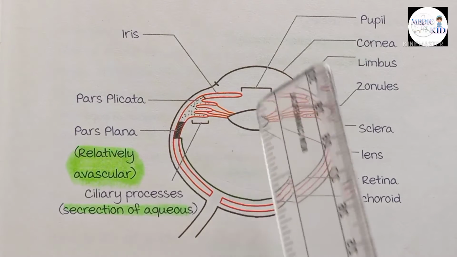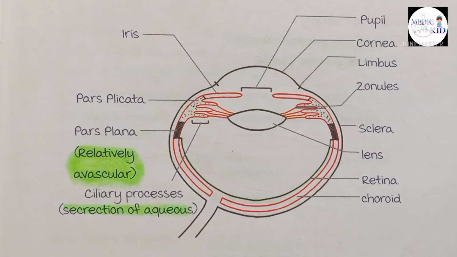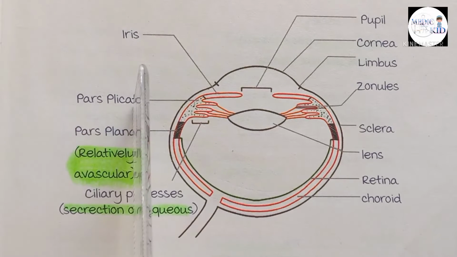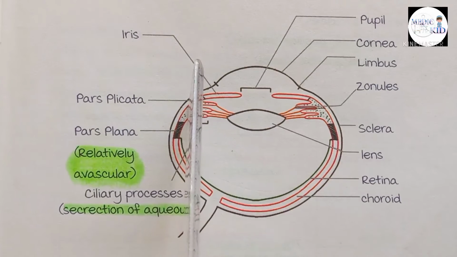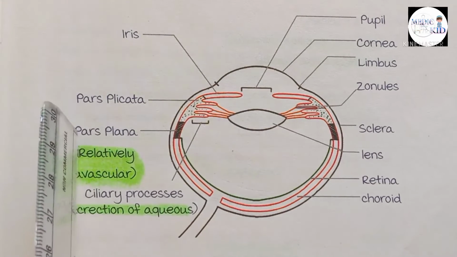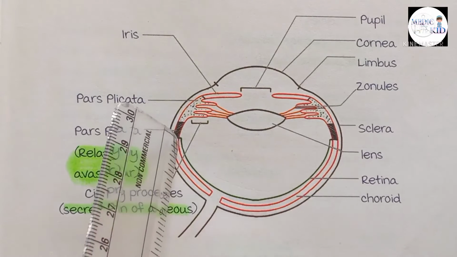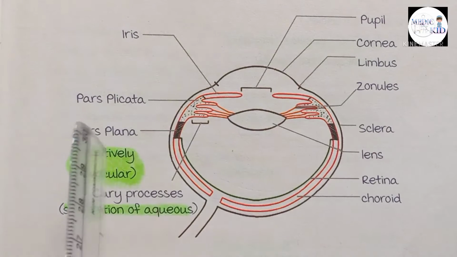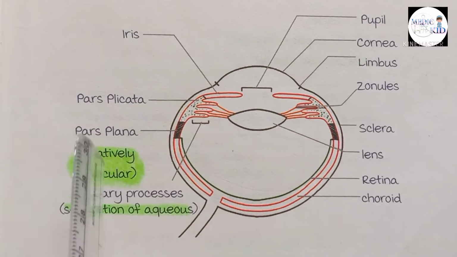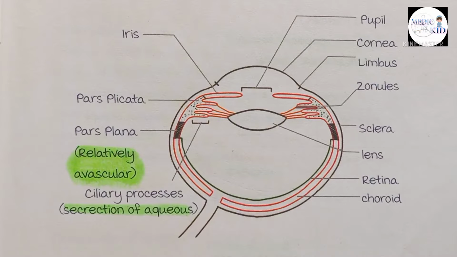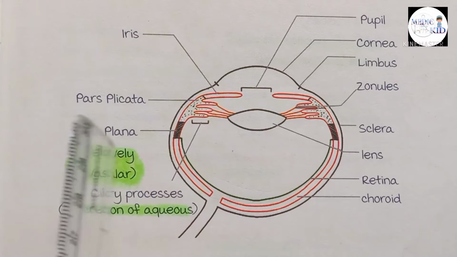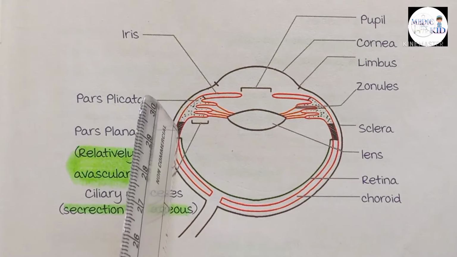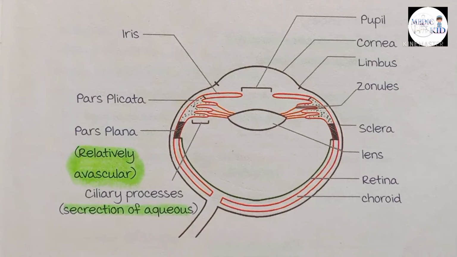Now we know that the ciliary body is divided into two parts. One is the pars plicata, which is the most anterior part, and the second is the pars plana, which is the posterior part. We should remember that the pars plana is relatively avascular compared to the pars plicata. So whenever we have to give an injection, we can give it through the pars plana because it is relatively avascular.